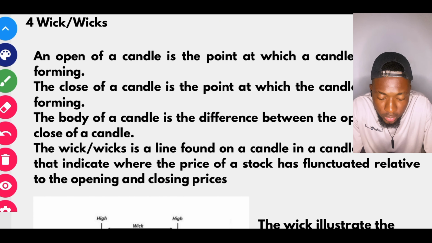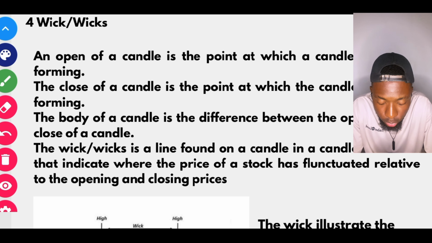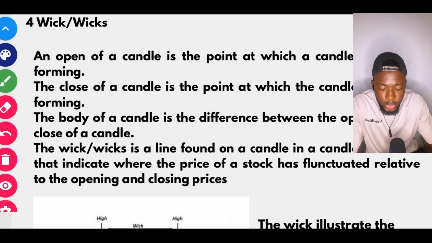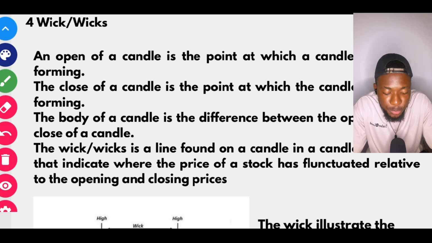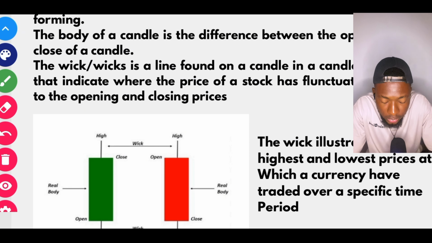It says the open of the candle is the point at which the candle starts forming. We're going to see it when we move to the whiteboard. The close of the candle is the point at which the candle stops forming. The body of a candle is the difference between the open and the close. Don't worry about the English, we are going to see it soon enough. The wick is the line found on the candlestick chart that indicates where the price has fluctuated relative to the opening and closing prices.